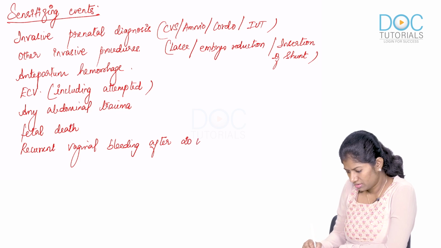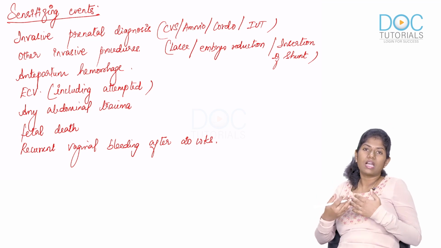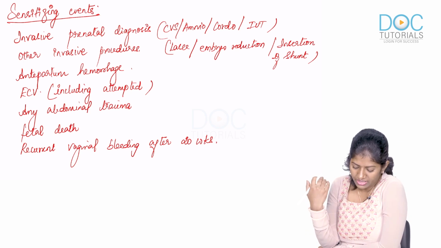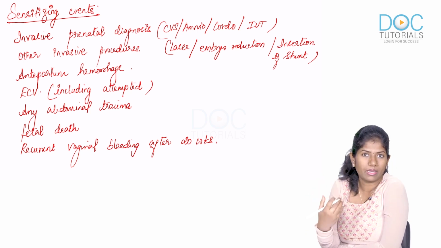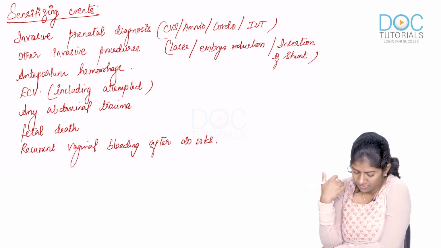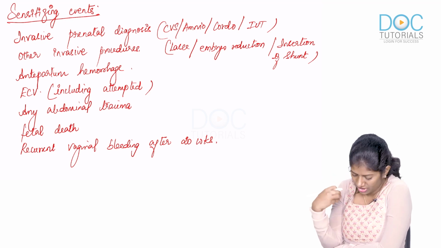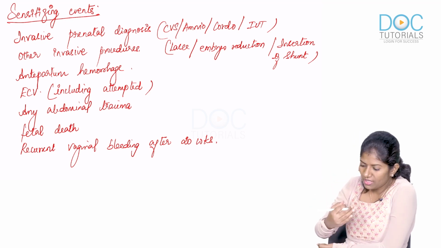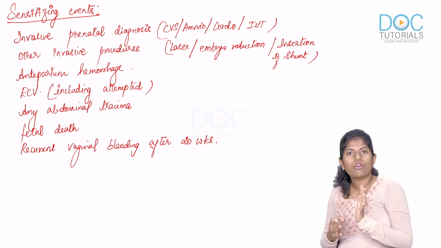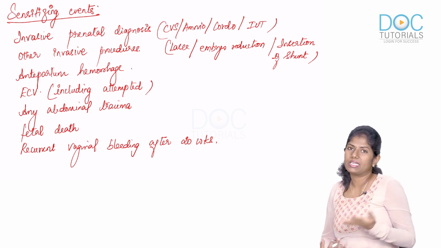After 20 weeks. Okay. All these are potential sensitizing events that can occur during pregnancy. Invasive prenatal diagnosis like chorionic villus sampling, amniocentesis, chordocentesis, laser techniques, embryo reduction, antepartum hemorrhage, ECV, abdominal trauma, fetal death and recurrent vaginal bleeding. Okay. All these are indications for anti-D regardless of when the patient received the last routine antenatal anti-D prophylaxis.